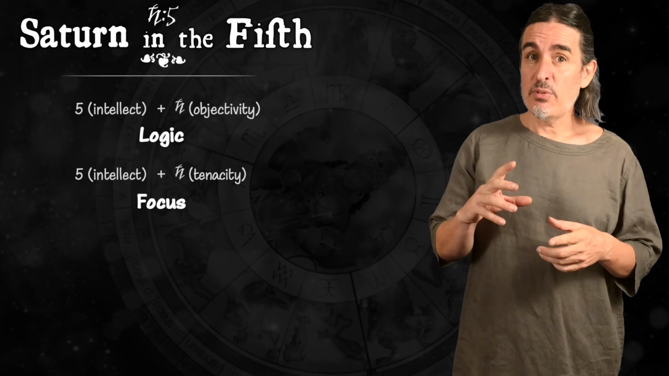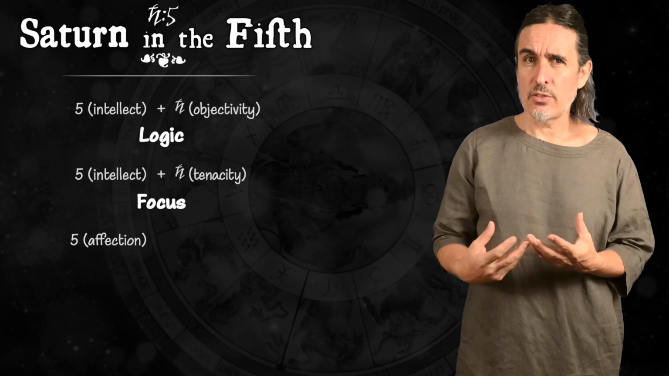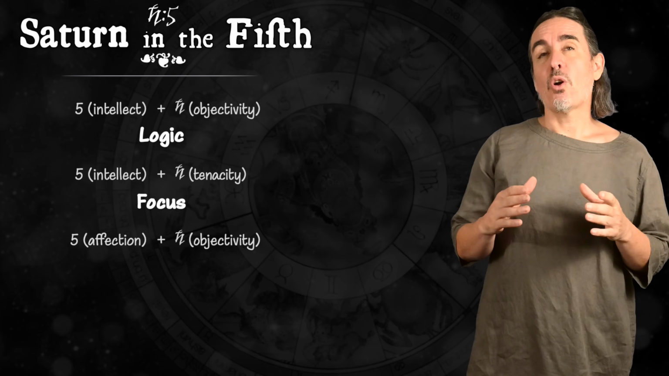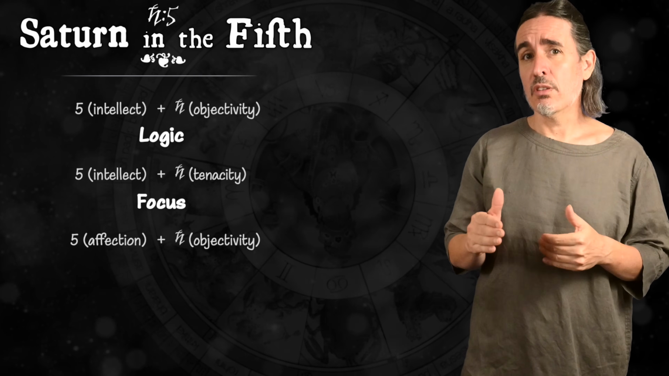Finally, the fifth house represents affection, how you express your emotions. And Saturn represents objectivity again. It's going to impact how you love.